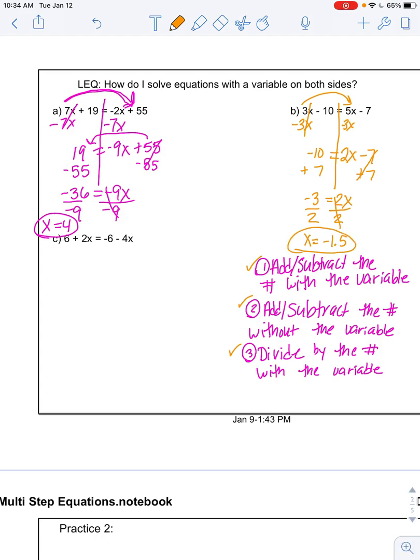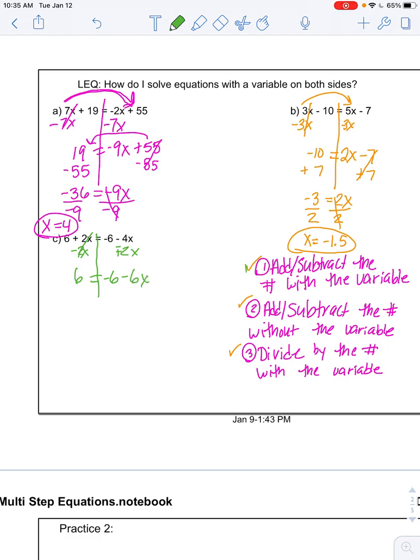Okay? And we could do C the same way. So we had 6 plus 2x equals negative 6 minus 4x. I'm going to stay consistent and start on my left-hand side, and I'm going to move the number with the variable. It says plus 2x, so I'm going to minus 2x from each side. And I'm going to be left with 6 equals negative 6, and then negative 4 minus 2 gives me negative 6. A lot of 6's.